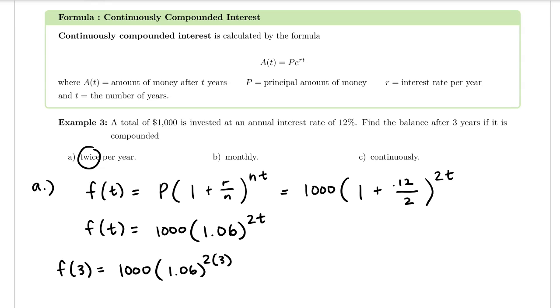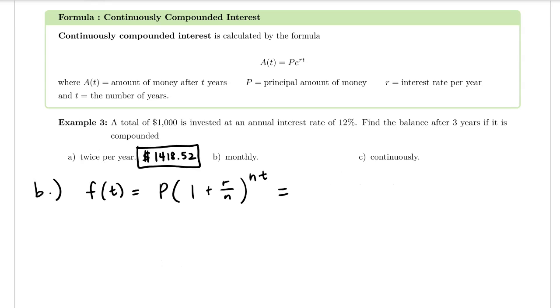Okay, so if we simplify that, our exponent's going to be 6, and I'm just going to round it to the nearest cent. So if you throw this into a calculator, you'll find, given these circumstances, after 3 years, you will have a total of $1,418.52. So that's it for part A.